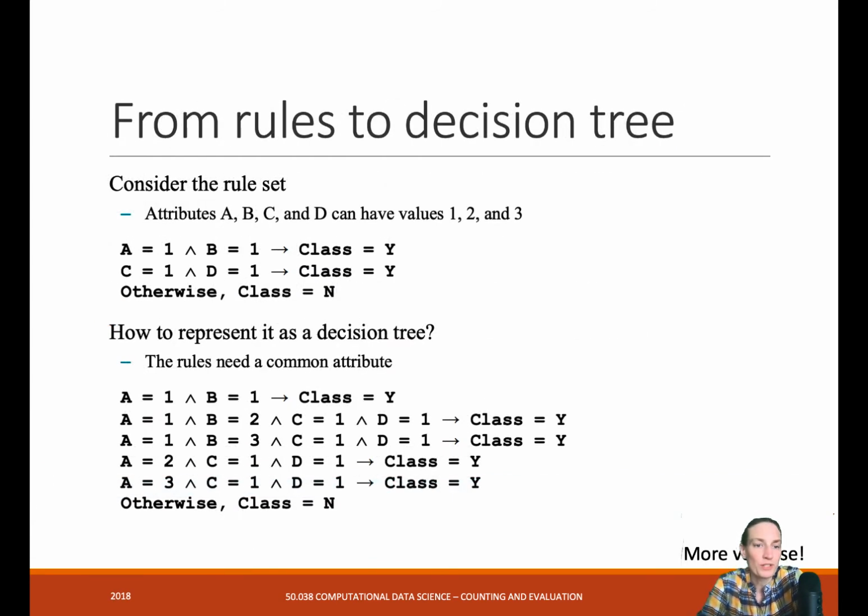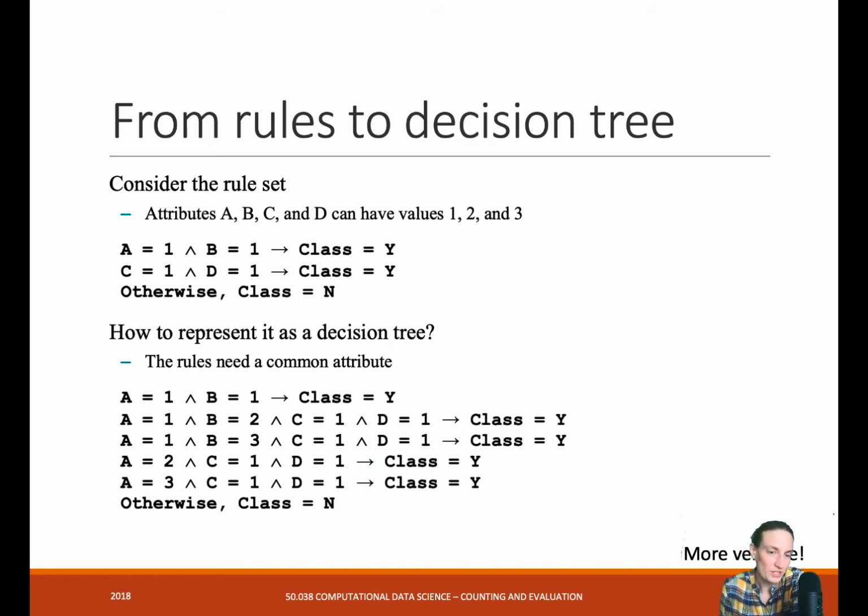So, from rules to decision trees. Consider a rule set as follows: A equals 1 and B equals 1, then it's class Y. C equals 1 and D equals 1, class is Y also. Notice you can have multiple rules for one class. Otherwise, class is N. How can we represent this in a decision tree?